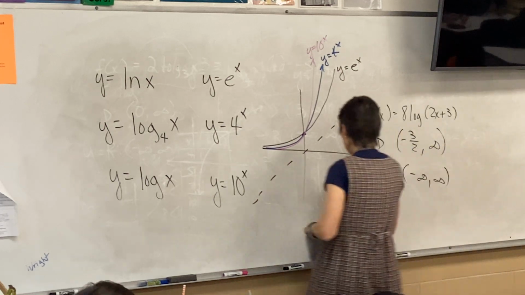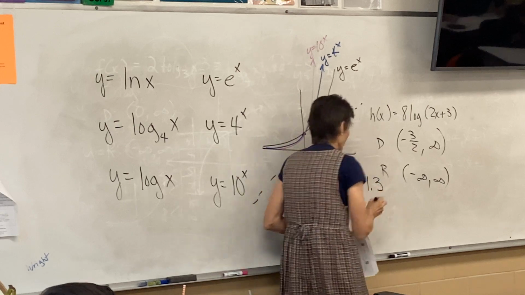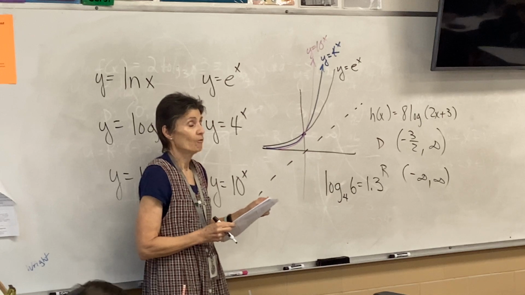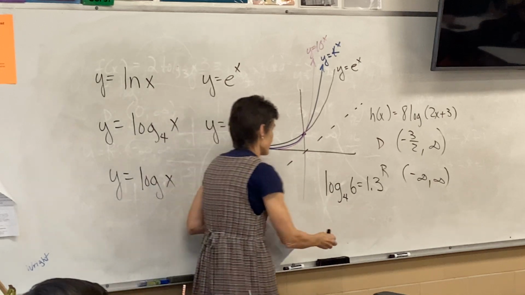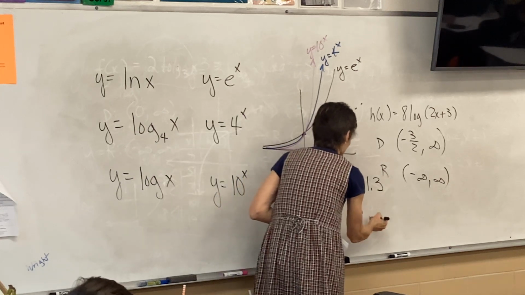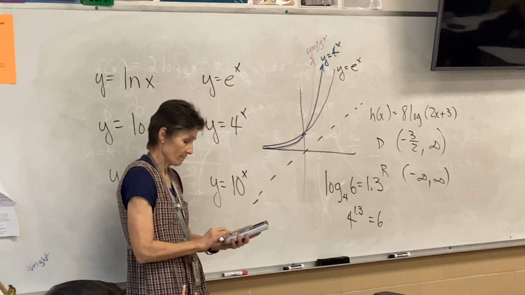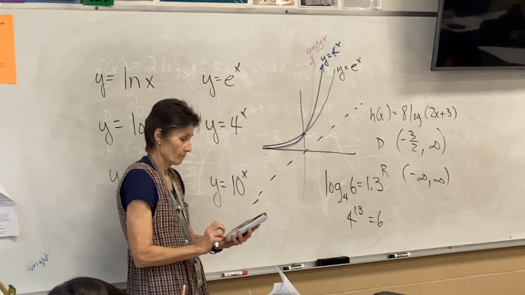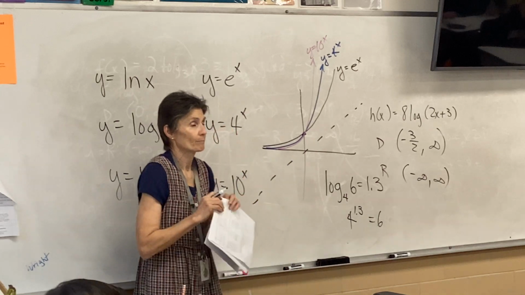So what does that mean? Interpret that. Log base 4 of 6 equals 1.3. What does that mean? 4 to the 1.3 is 6. Well, let's see how close we came. What is 4 to the 1.3? Ooh, my, good job. We came real close, didn't we?